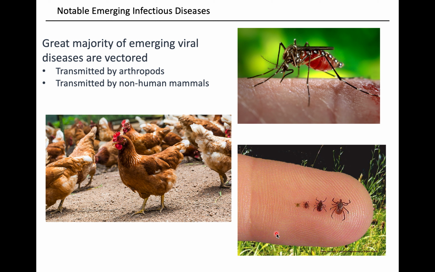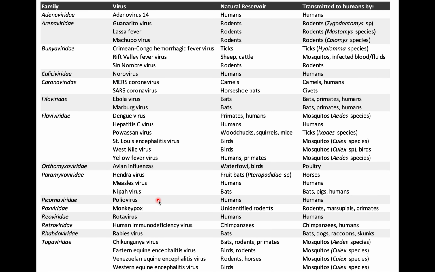By far, the vast majority of these emerging viral diseases are vectored in some way, either by arthropods or by other animals. Commonly these are going to be either mosquitoes or ticks or birds of some kind, bats, rodents typically. I'll revisit this table as we go through this part of the lecture. It's broken down by virus family, with specific examples of particular viruses in those families, what the natural reservoir is, and the animals that may transmit those to humans.